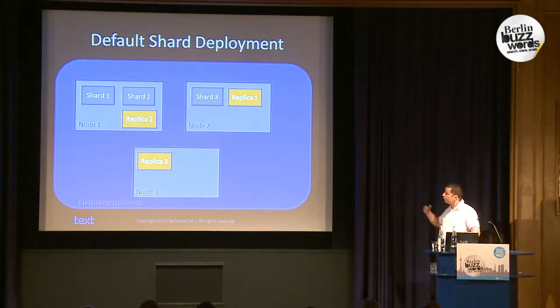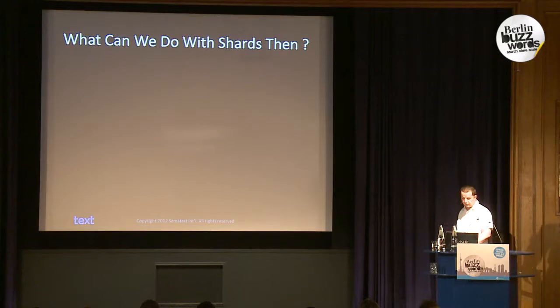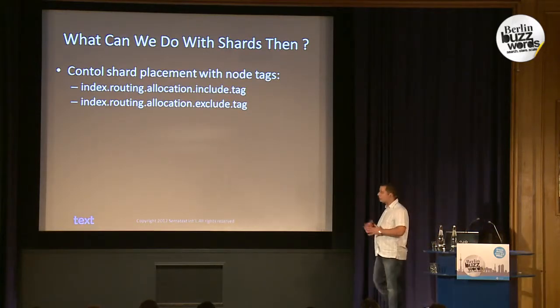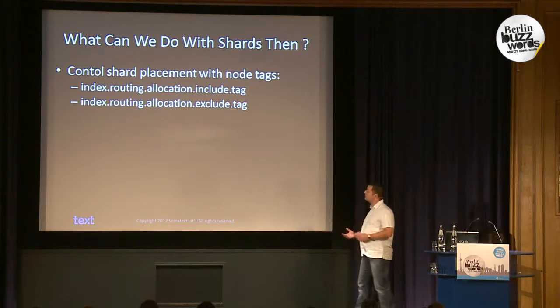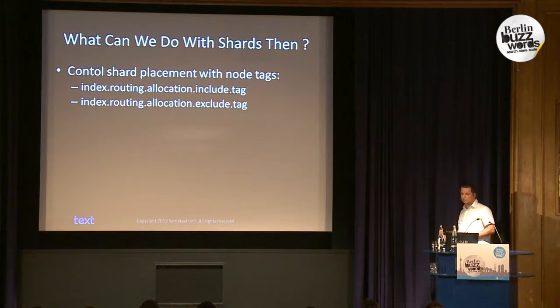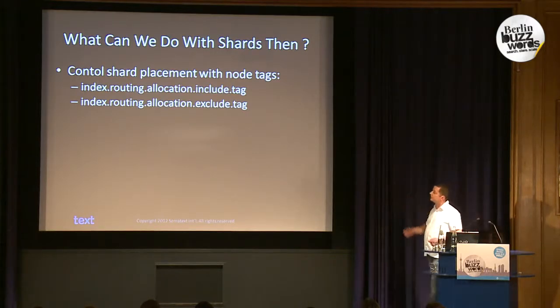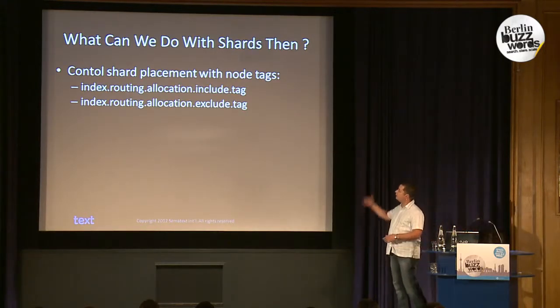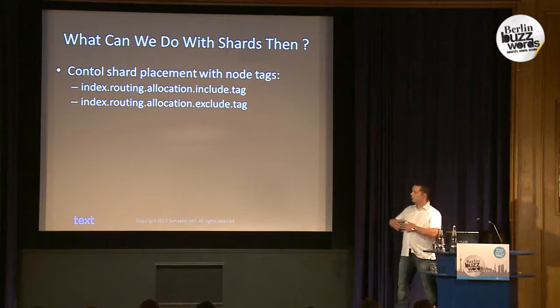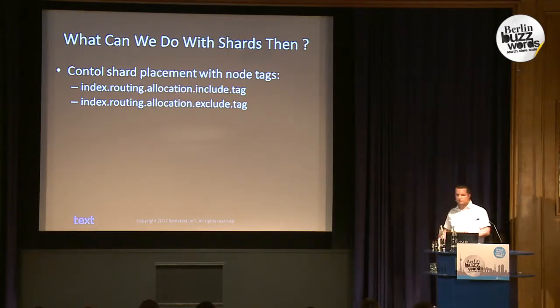So how can you avoid that? First of all, you can control shard replication. It's called shard awareness replication in Elasticsearch. So first of all, you can control where an index is placed with the properties I show you. It's index routing allocation include with a tag and index routing allocation exclude. The first one lets you set where you want shards to be placed in the cluster, while the other sets where you don't want the shards to be placed.